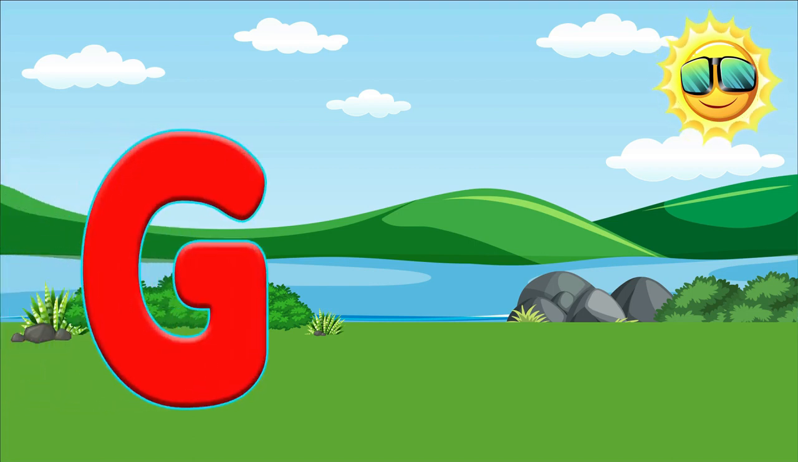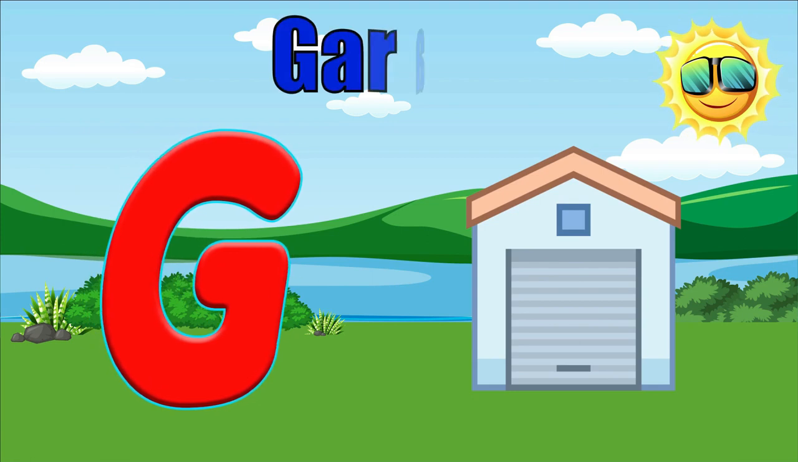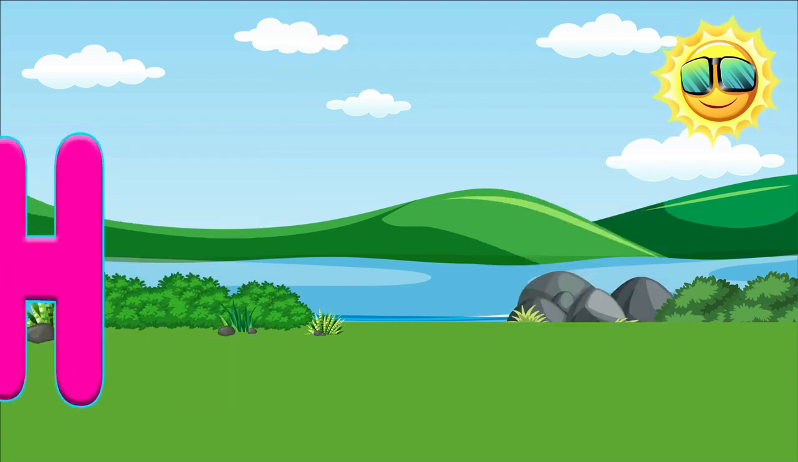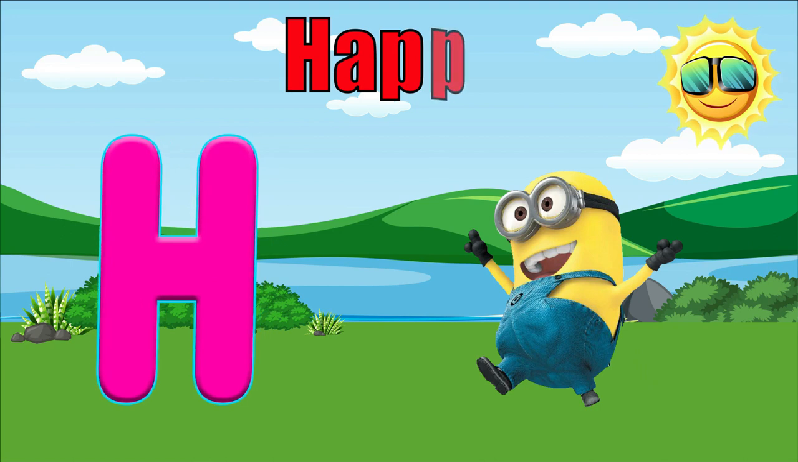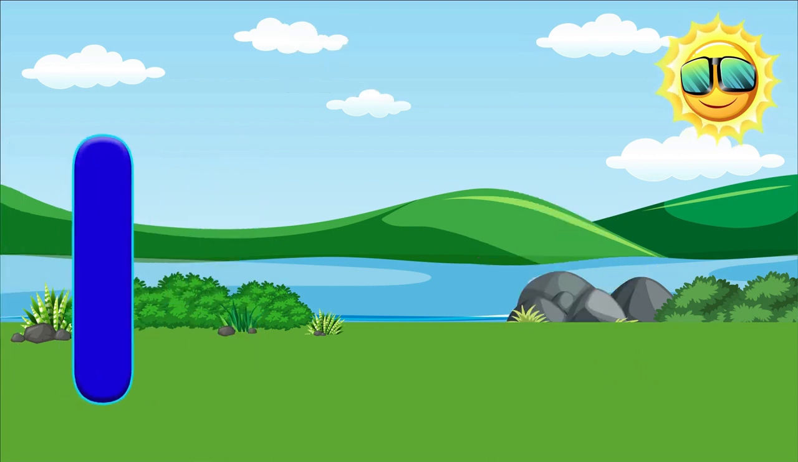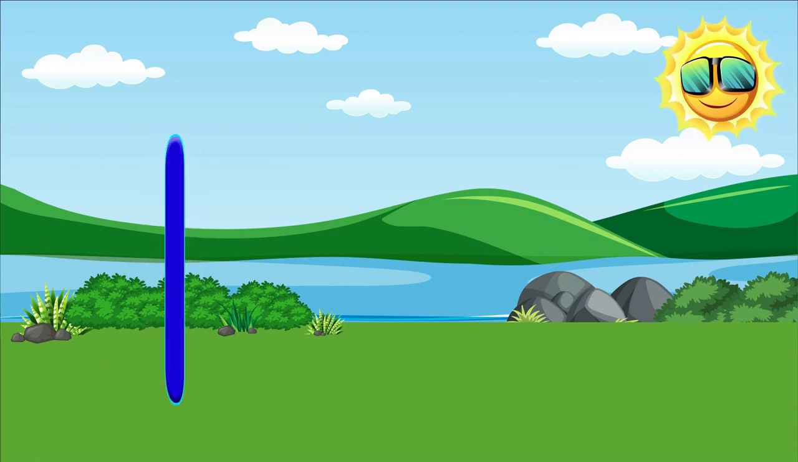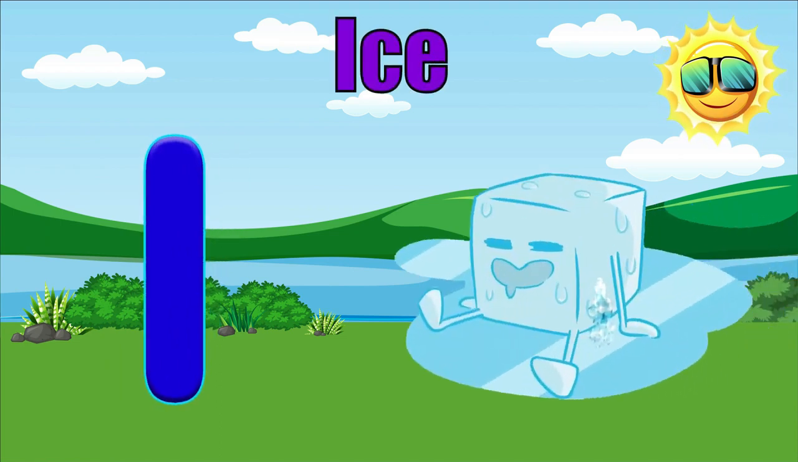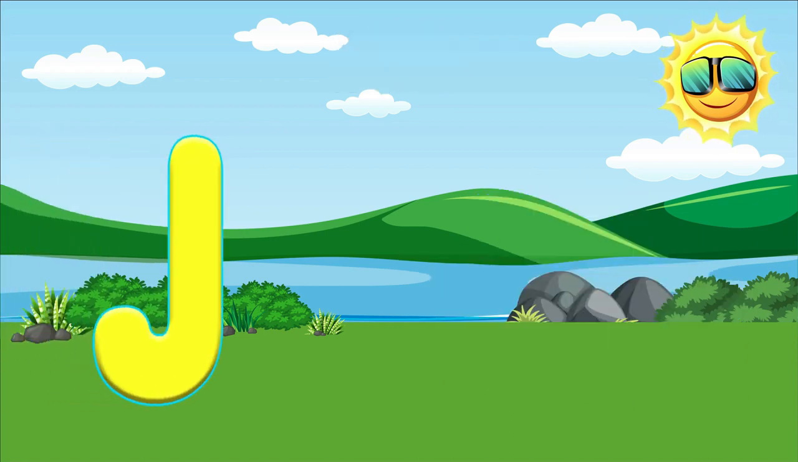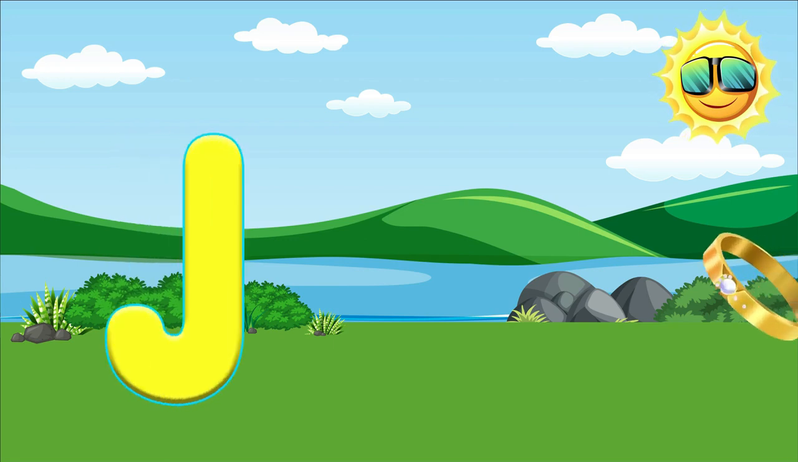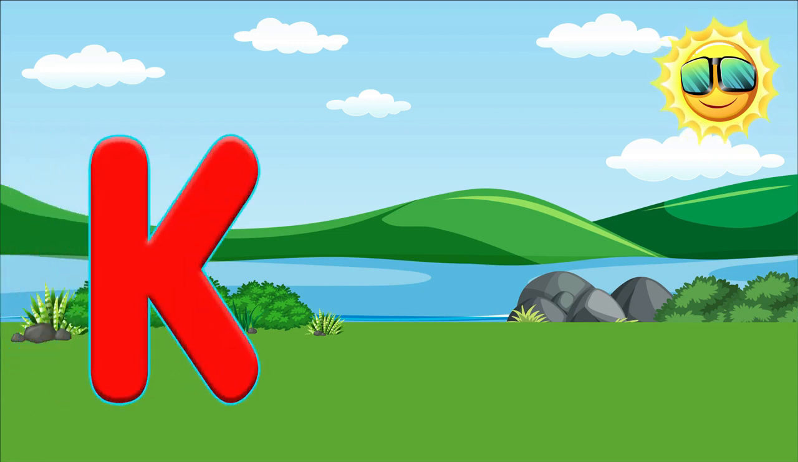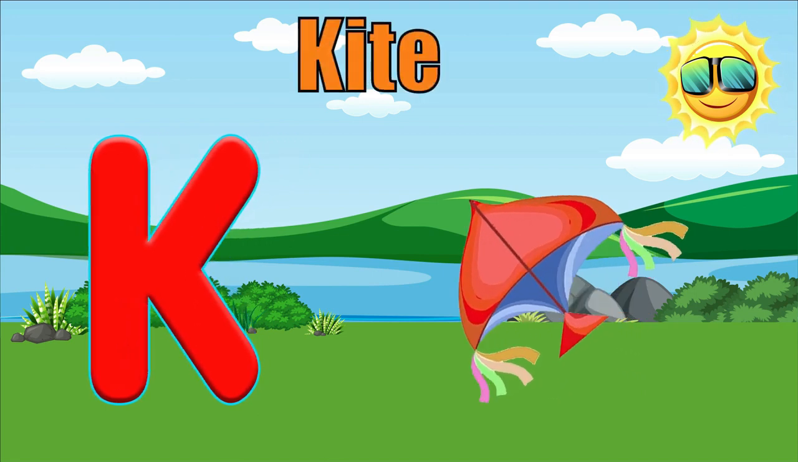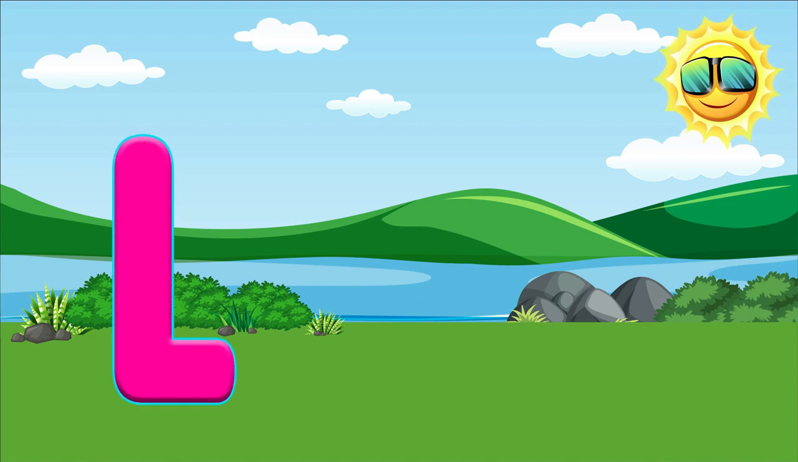G. G for garage. H. H for happy. I. I for ice. J. J for jewelry. K. K for kite. L.